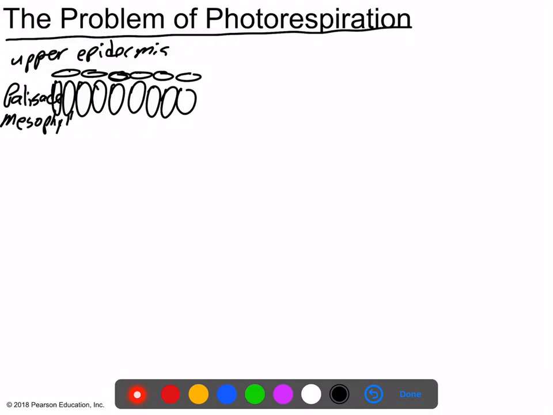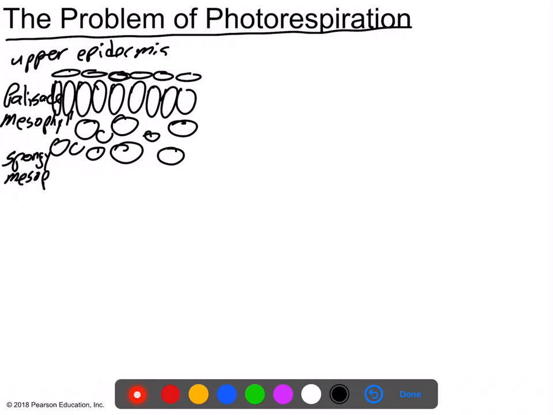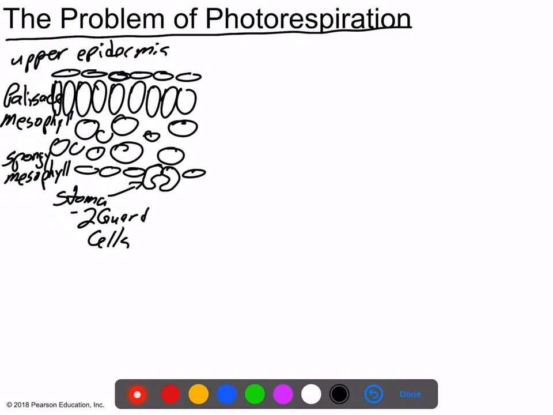palisade mesophyll. And then there's a group of loosely organized cells. And you remember the name of that group? That's the spongy mesophyll. And below that, another group of epidermal cells. But this one has the 2 guard cells that form the stoma. Again, remember it's made up of 2 guard cells.